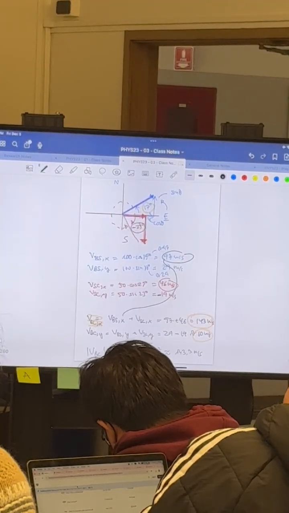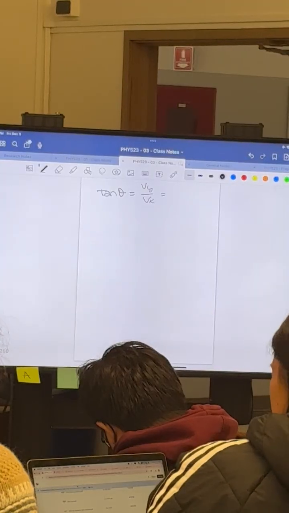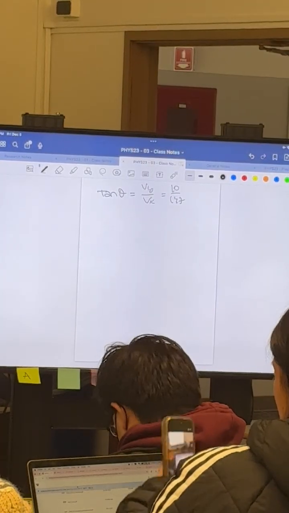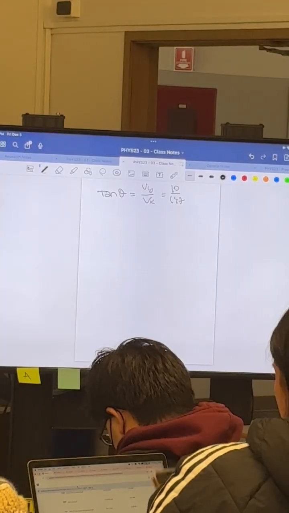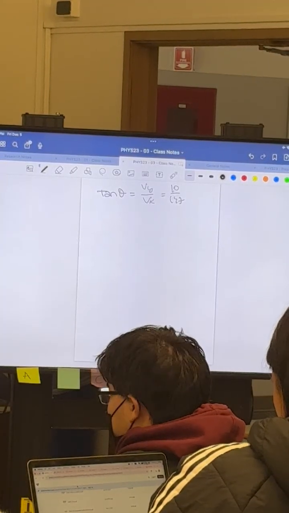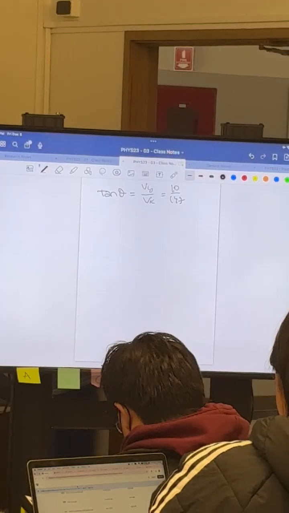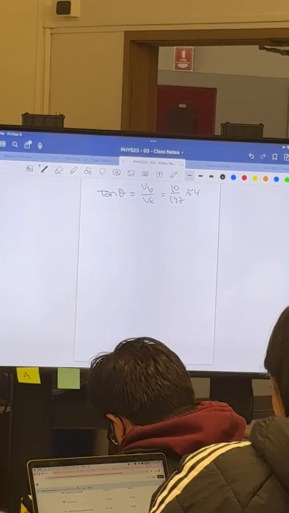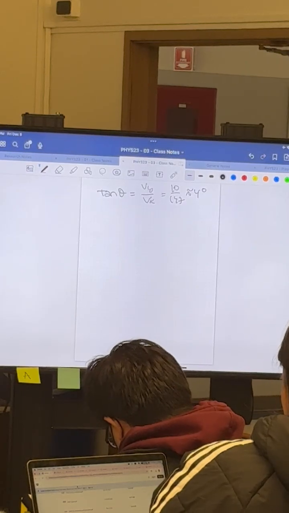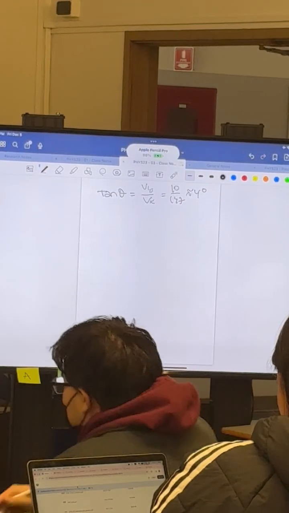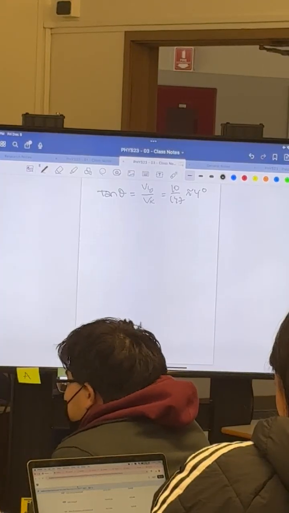so that's 10 over 143. Let's correct this, about 4 degrees or 3.9 again. With the rounding, I probably did a lot of intermediate calculations, so you put it all together in the memory and you just operate, and there's less rounding error, but that is basically the answer.